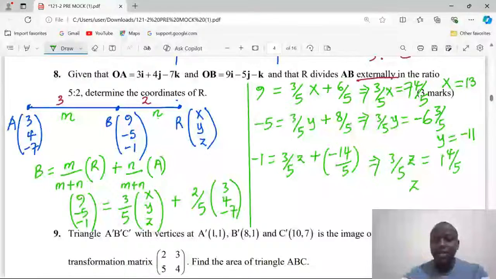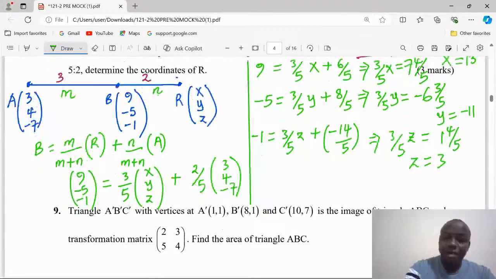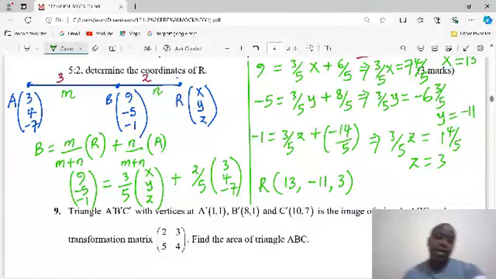Which means for us to get z, we need to multiply by 5 over 3. So by 5 over 3, this is exactly 3. So now the coordinates of R can be stated.